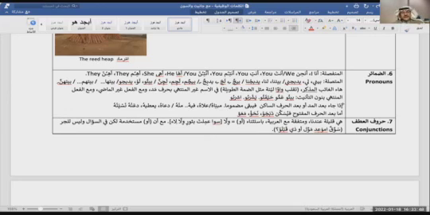The pronouns: ana means I. Anhin means we. Anta means you for male. Anti, you for female. Antum, you for plural male. Antenna is between female, and aha, he, and aha, she, and ahem, they, and ahunna, they for female.